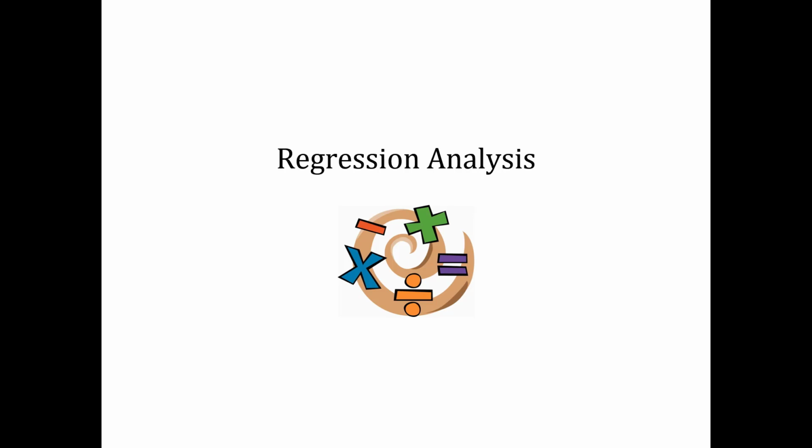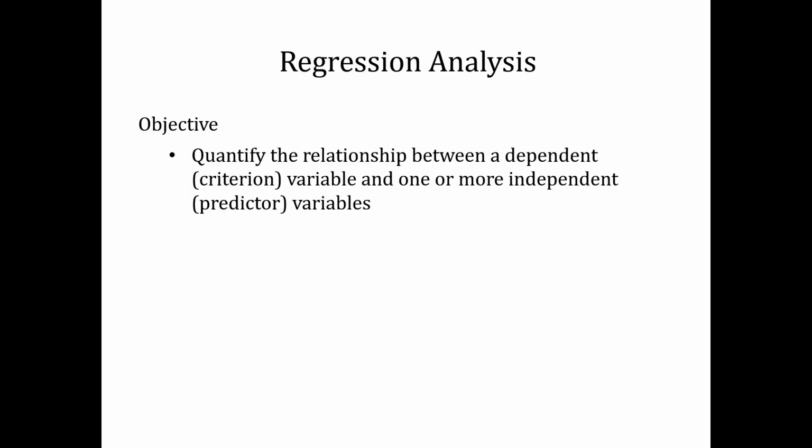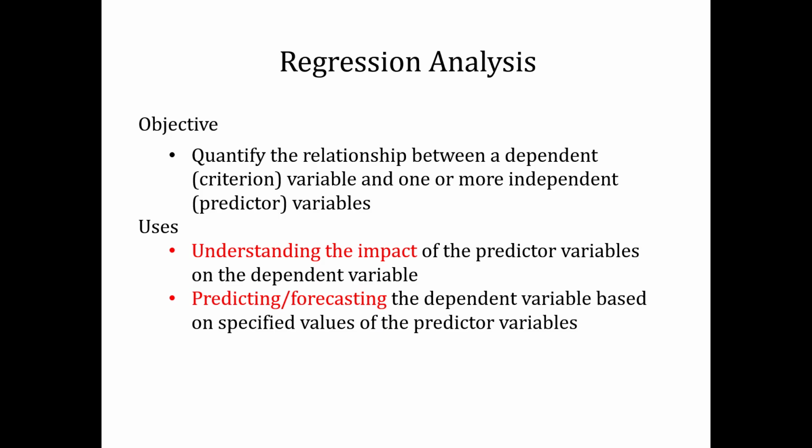In this final video, we'll look at regression analysis, which is perhaps one of the most widely used analytic methods. In general, the objective of regression is to quantify the relationship between a dependent variable y, also known as a criterion variable, and one or more independent or predictor variables x. We use regression both to understand the effects of the x's and to predict or forecast the value of y for given values of the x's.